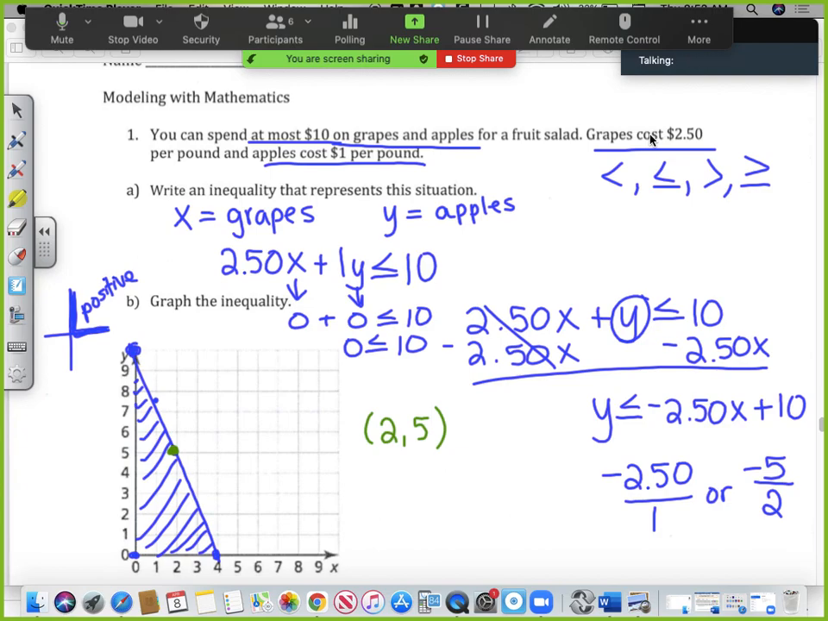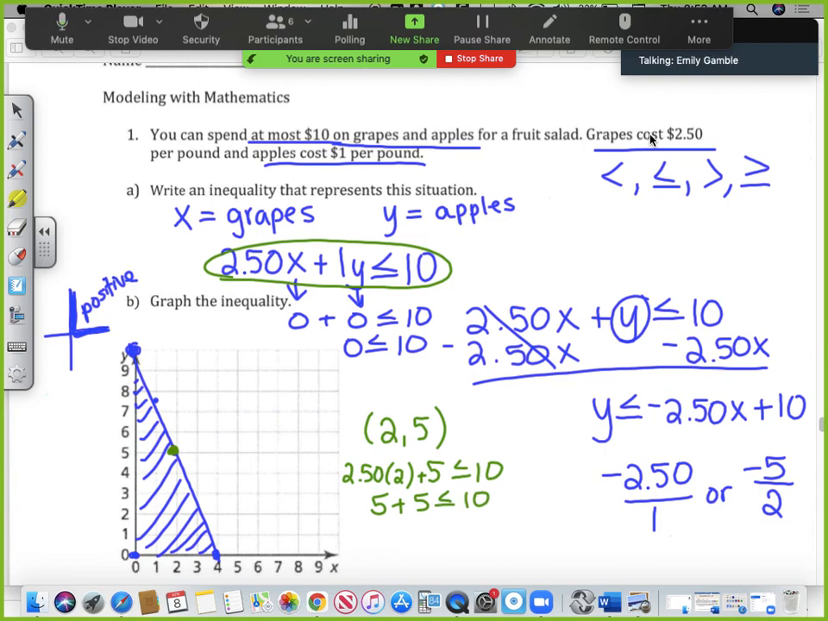I'm going to show you this one algebraically. So I'm going to use the inequality up here, and I'm going to replace a 2 in for x and a 5 in for y. So when I do that, I'm going to get 2.50 times 2 plus 1 times 5, and see what happens. So 2.50 times 2 is 5, and 5 plus 5 is 10, and this is true. 10 is less than or equal to 10.